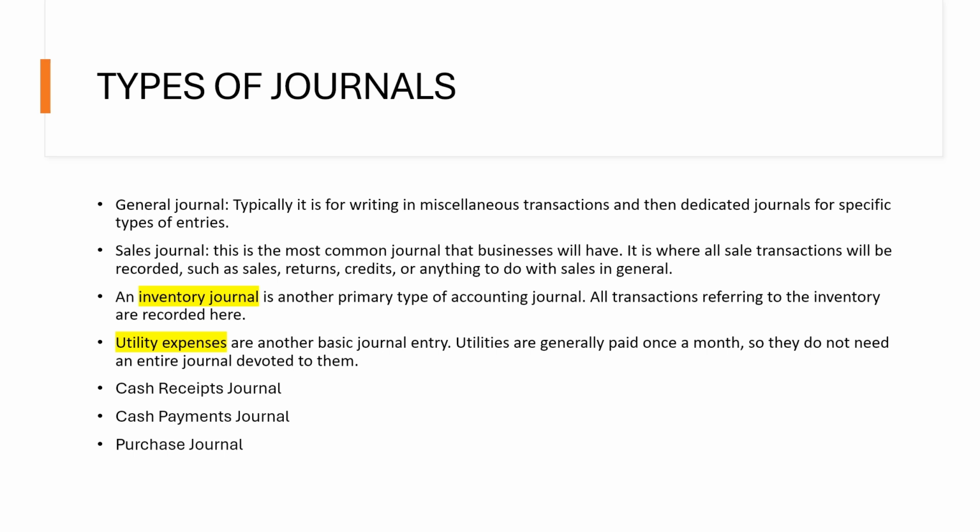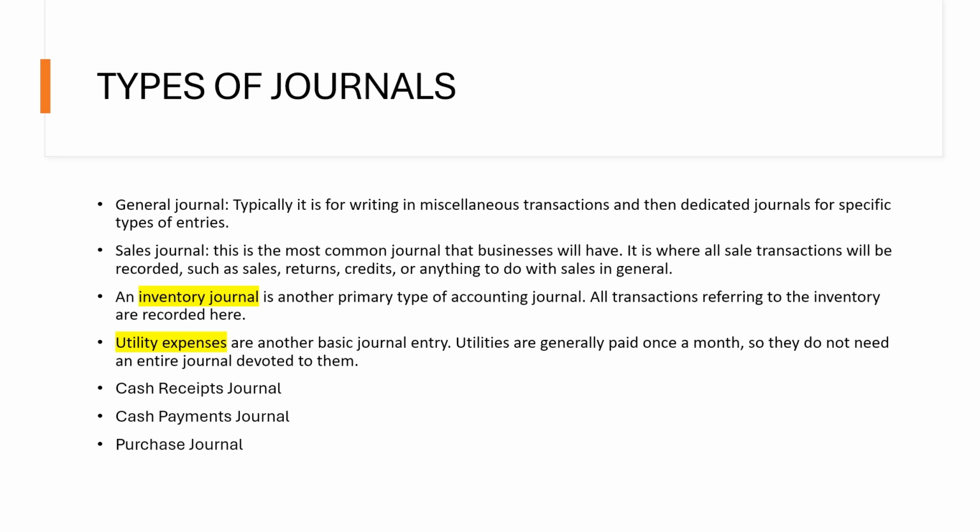To summarize, the types of journal used in accounting to record financial transactions are very systematic. Different types of journal include the general journal. This is used for miscellaneous or infrequent transactions that do not fit into specialized journals. Examples are adjusting entries, depreciation, and error corrections.